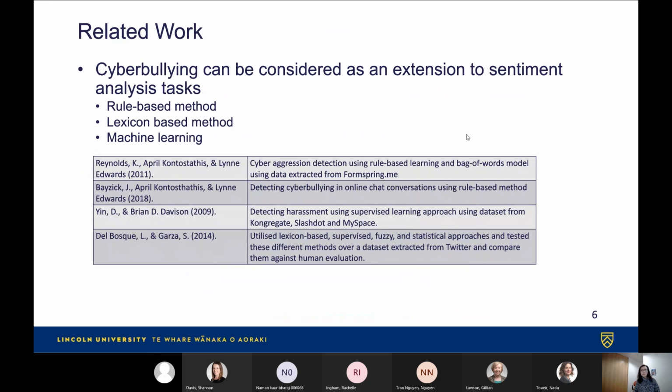There is some related work. There are works that have been done by other researchers on cyberbullying, but we found that there are not a lot, so it's still a work in progress, and we expect to see a lot more of this type of work in the near future. But cyberbullying detection can be considered an extension of sentiment analysis tasks. Who here has heard of the term sentiment analysis?